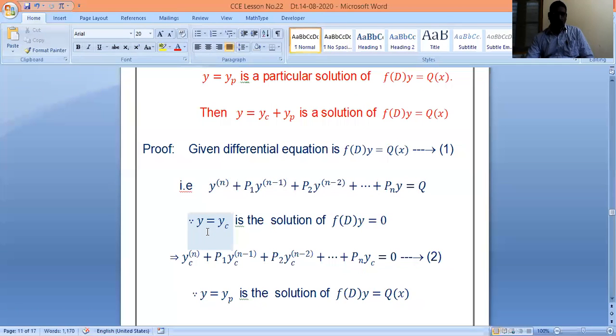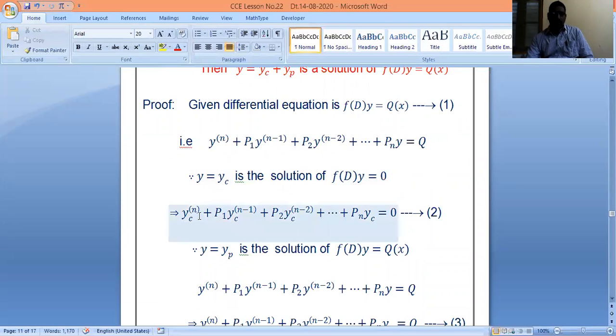Since y is equal to yc is given as the solution of f of D into y is equal to 0, that is, the homogeneous linear differential equation, that implies the solution satisfies this equation. Therefore, yc^(n) + p1 yc^(n-1) + p2 yc^(n-2) + up to so on pn yc is equal to 0. Let this equation be 2.